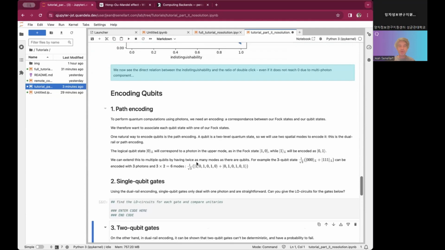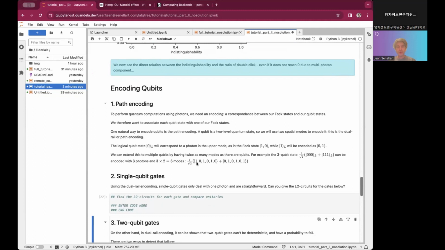The first one is to use path encoding. Path encoding is what we mentioned in the presentation on Tuesday. We'll be using two modes for each photon, and if we put the photon in the upper mode, we say that it's logical qubit L1.